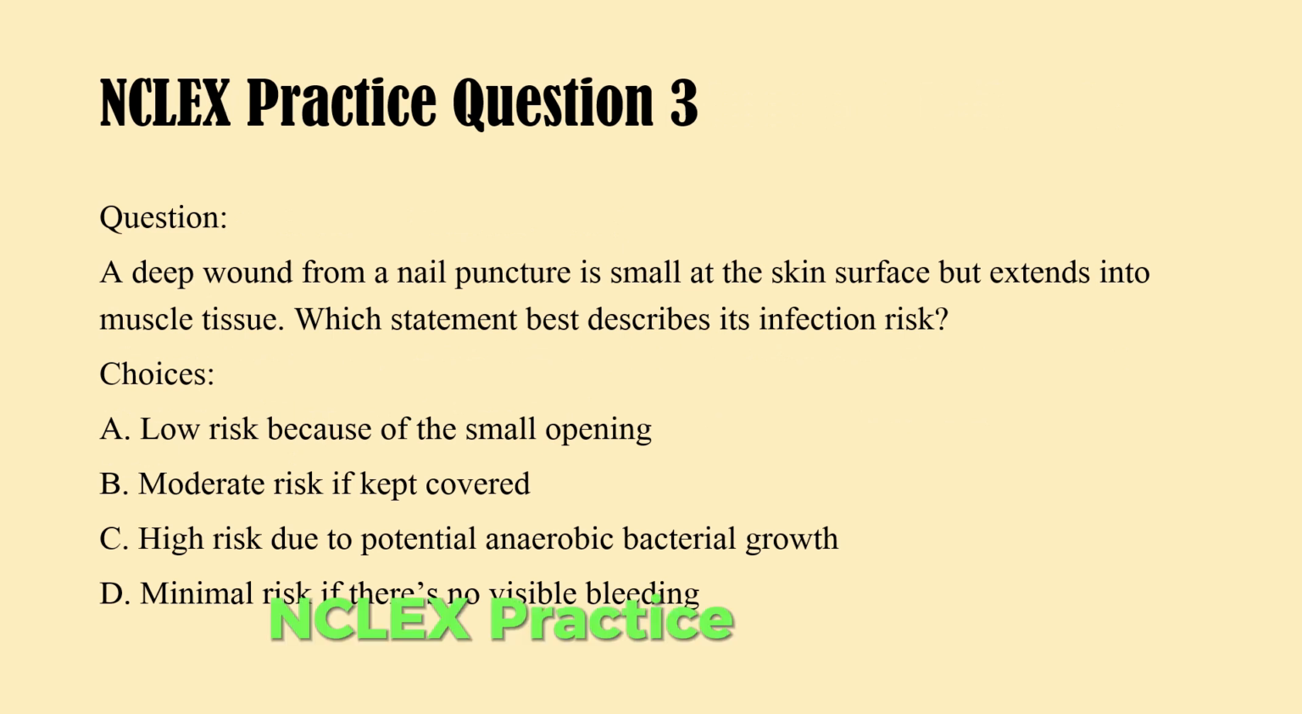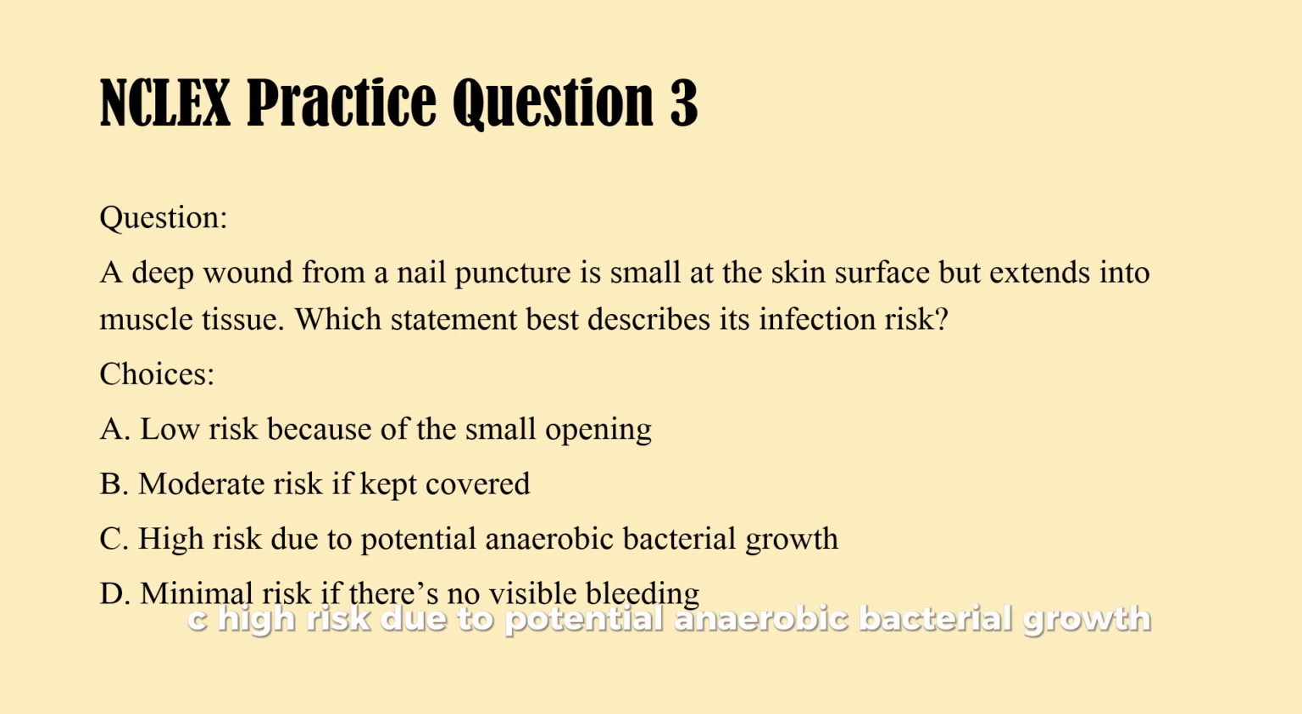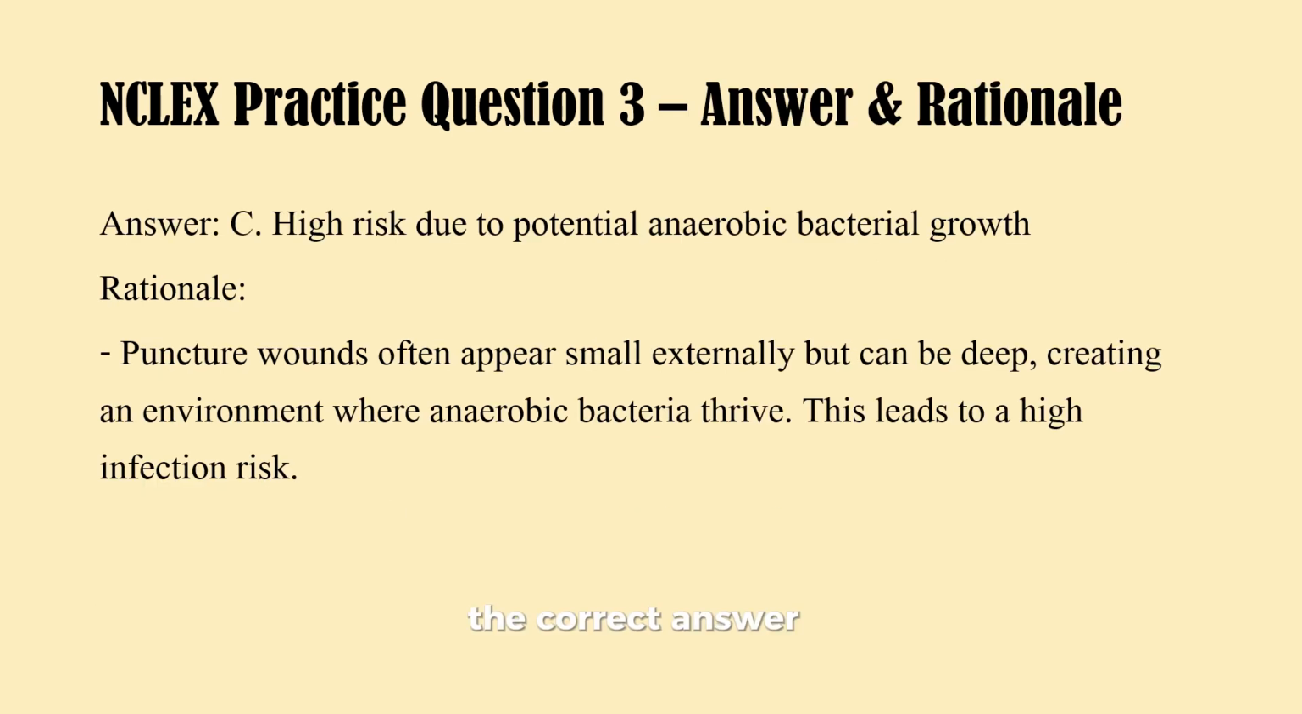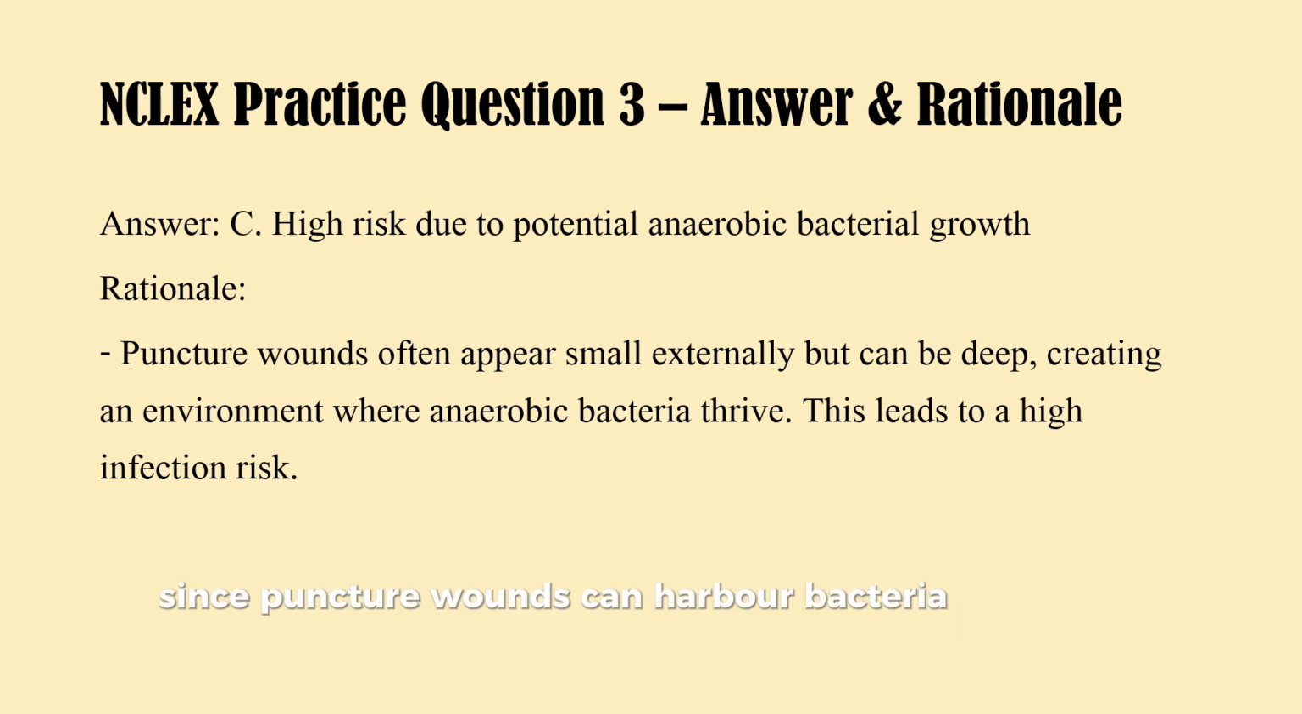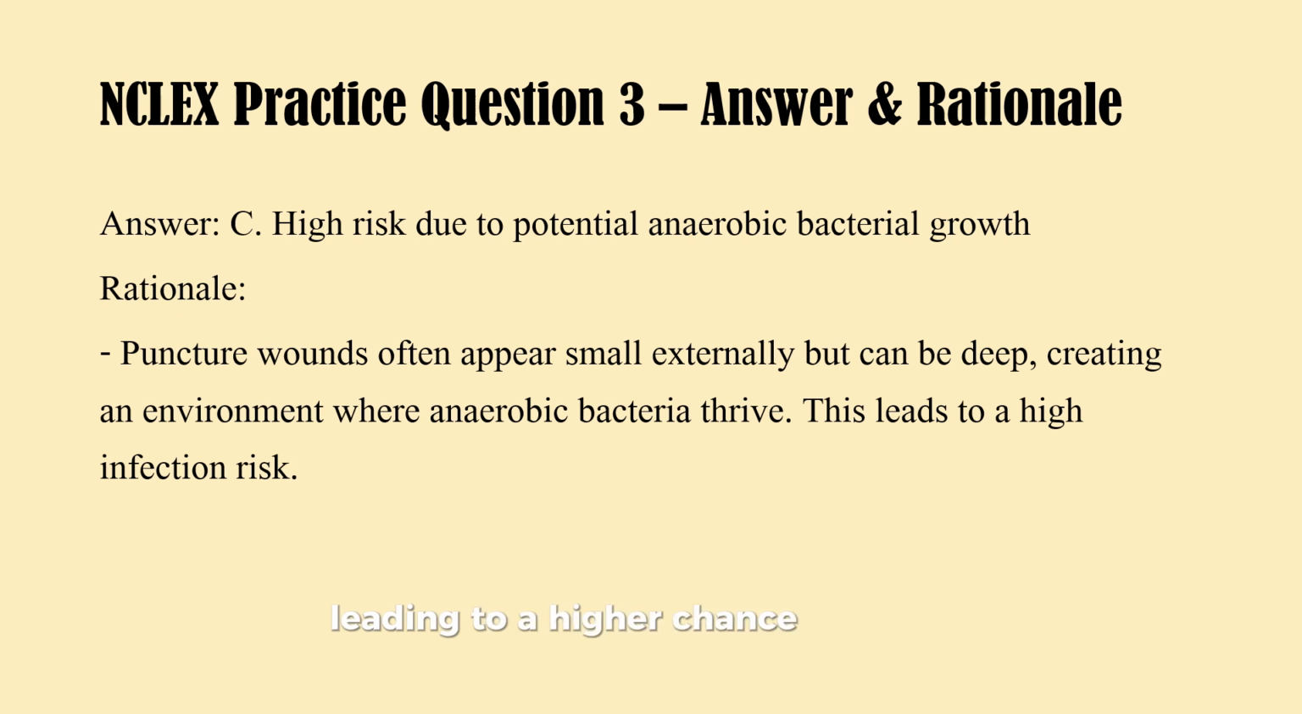NCLEX practice. Question 3. A deep wound from a nail puncture has a small external opening but extends into muscle tissue. How would you best describe its infection risk? A. Low risk because of the small opening. B. Moderate risk if kept covered. C. High risk due to potential anaerobic bacterial growth. D. Minimal risk if there's no visible bleeding. The correct answer is C. High risk due to potential anaerobic bacterial growth, since puncture wounds can harbor bacteria deep within tissue, leading to a higher chance of infection.